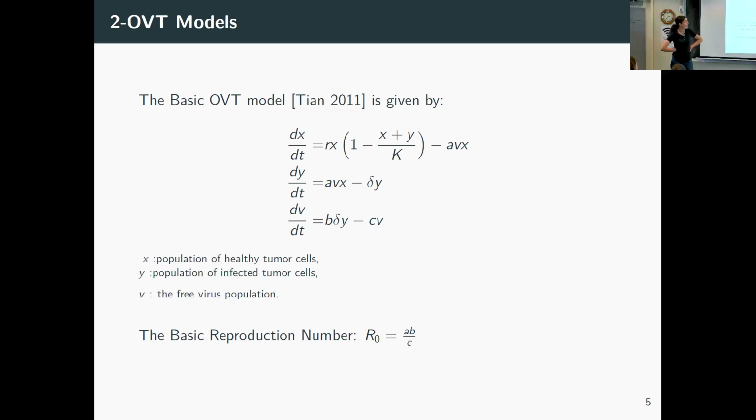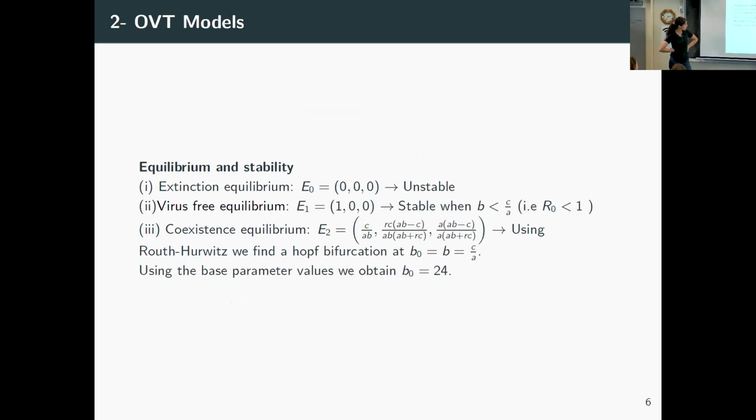A quick stability analysis shows that the extinction equilibrium is unstable. We have the stability of the virus-free equilibrium when R0 is less than 1, and we have the coexistent equilibrium. So we can do a bifurcation analysis. Bifurcation happens when B is equal to C over A. Using the base parameter values, we have that B0 is equal to 24.